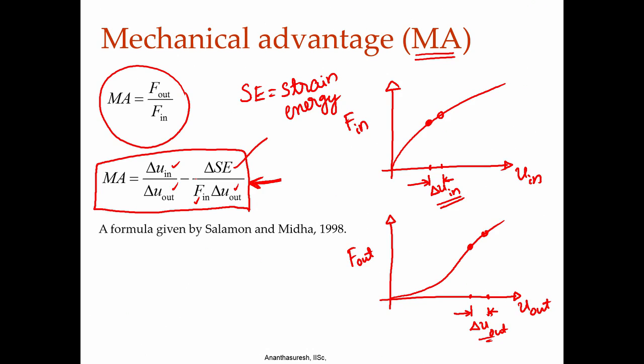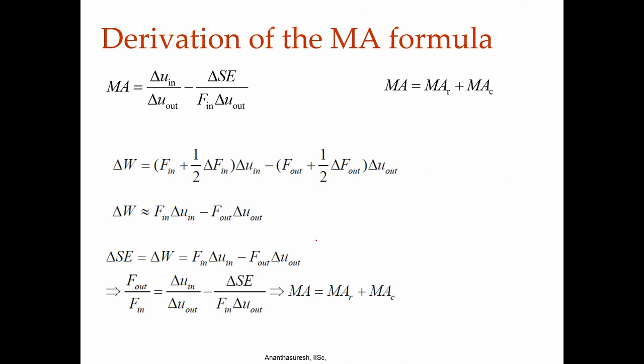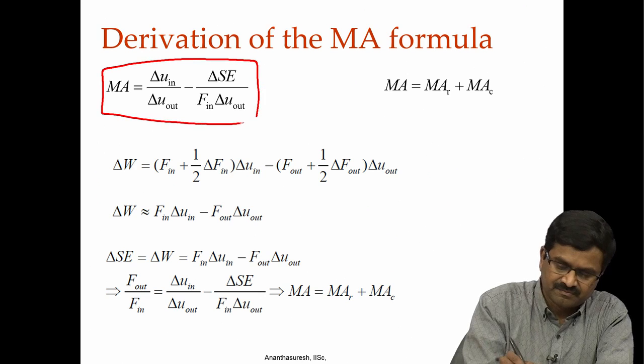Imagine that from a particular point that you are at, if you slightly go to another configuration, there will be an additional strain energy that comes in. It will be positive or negative depending on whether it is unloading or loading, but there will be a delta SE. That is what is shown here, and all of those define the mechanical advantage of a compliant mechanism, as was done by Solomon and Medha. The way they derived it was as follows. This is what we need to derive.